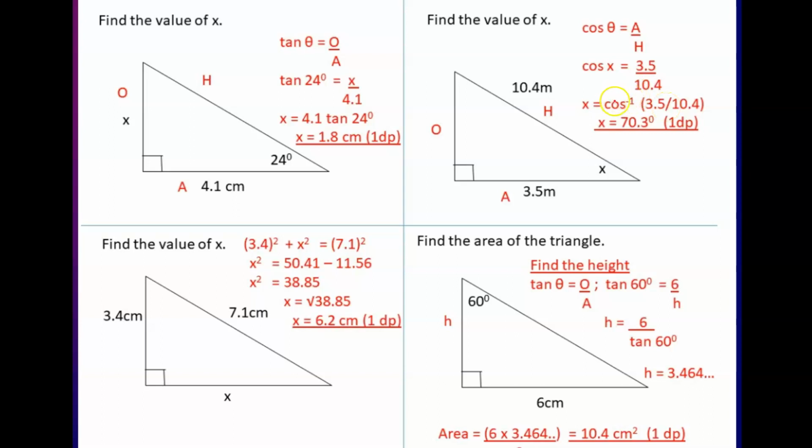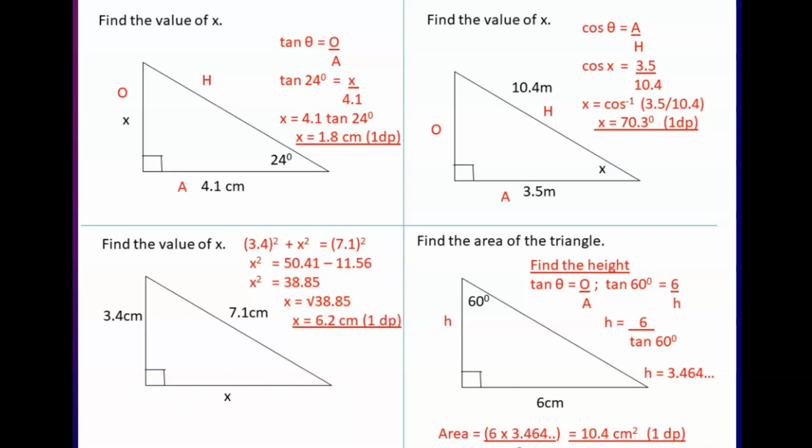You have to do the shift or second function on your calculator with the value you've just got from your division. This one, be really careful. Don't think, oh, I need to use trigonometry for all of them. This one's actually Pythagoras, and we're finding one of the shorter sides, so it's 7.1 squared, take away 3.4 squared, and then don't forget to square root at the end, so we end up with 6.2.